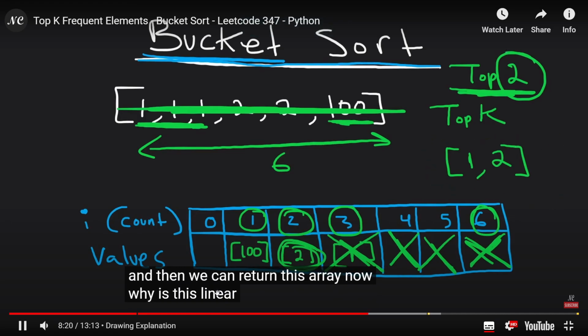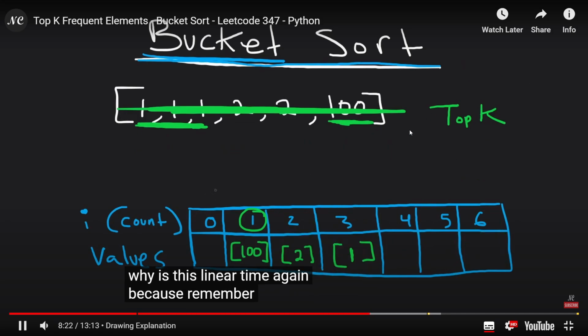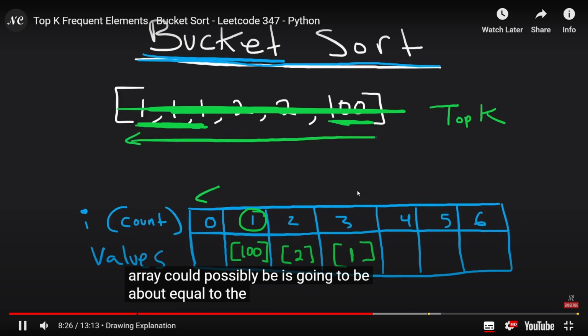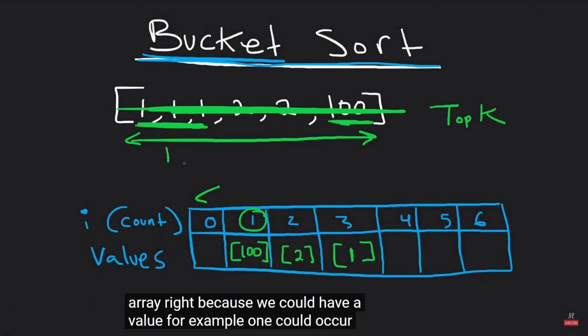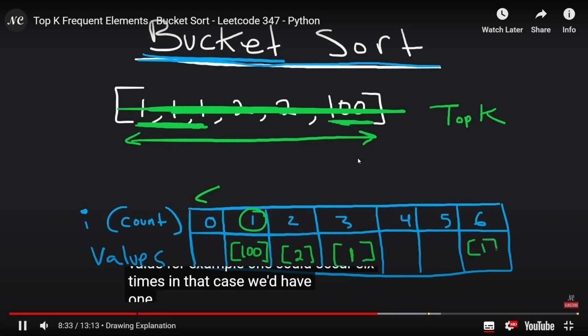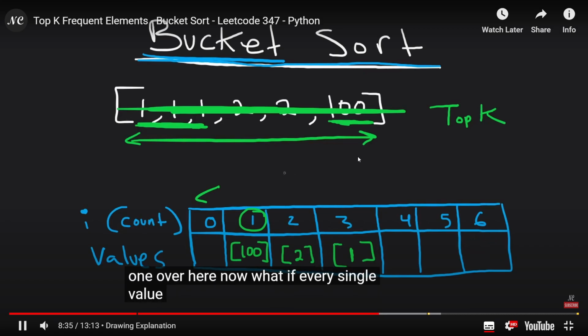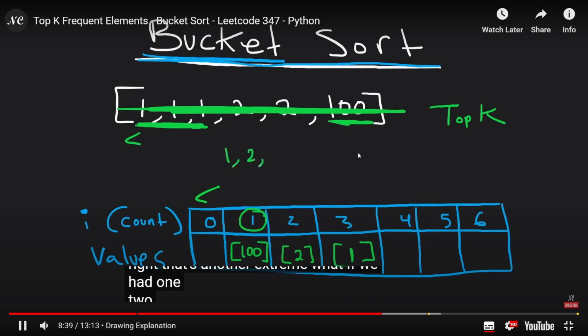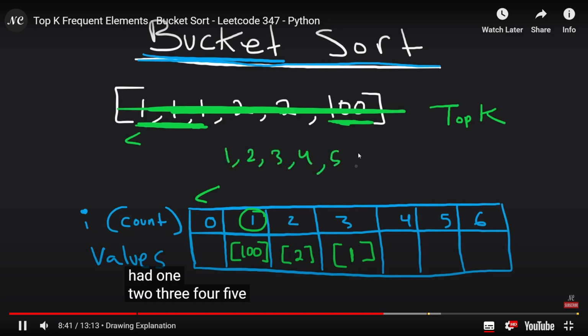Now, why is this linear time again? Because remember, the max size that this array could possibly be is going to be about equal to the size of the input array, right? Because we could have a value, for example, 1 could occur 6 times. In that case, we'd have 1 over here. Now, what if every single value in the input array was distinct, right?